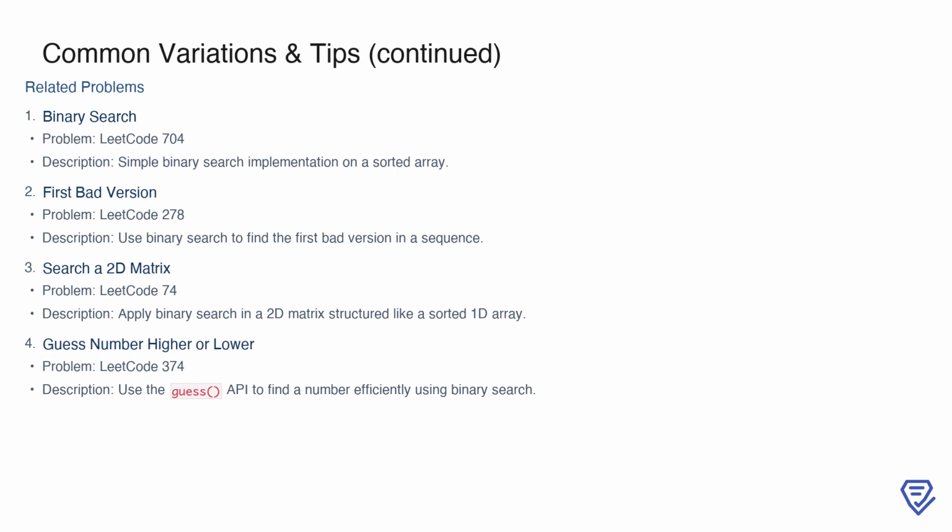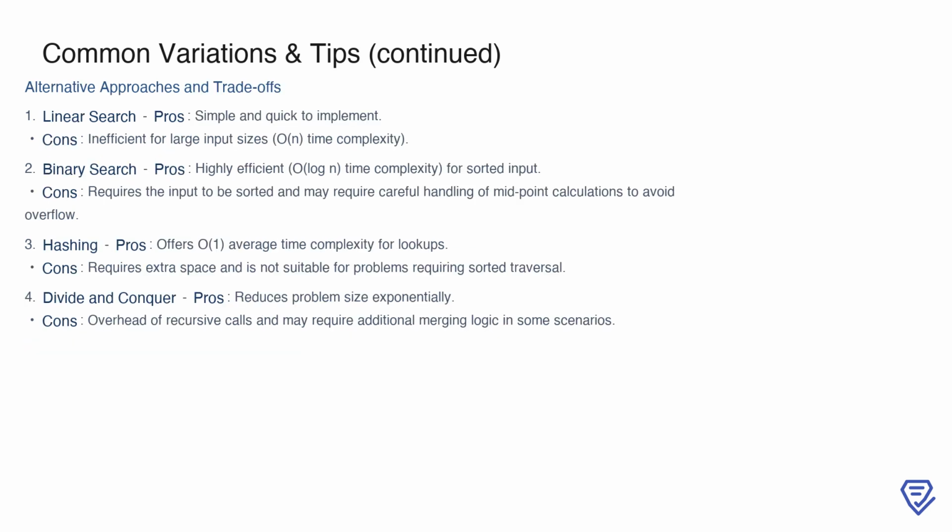Finally, the problem we're discussing, LeetCode 374, guess number higher or lower, demonstrates how binary search can be adapted to work with an external API like guess. These problems collectively offer a well-rounded way to practice and deepen your understanding of how and where binary search can be applied. Now, let's consider some alternative approaches to solving problems and the trade-offs they involve.